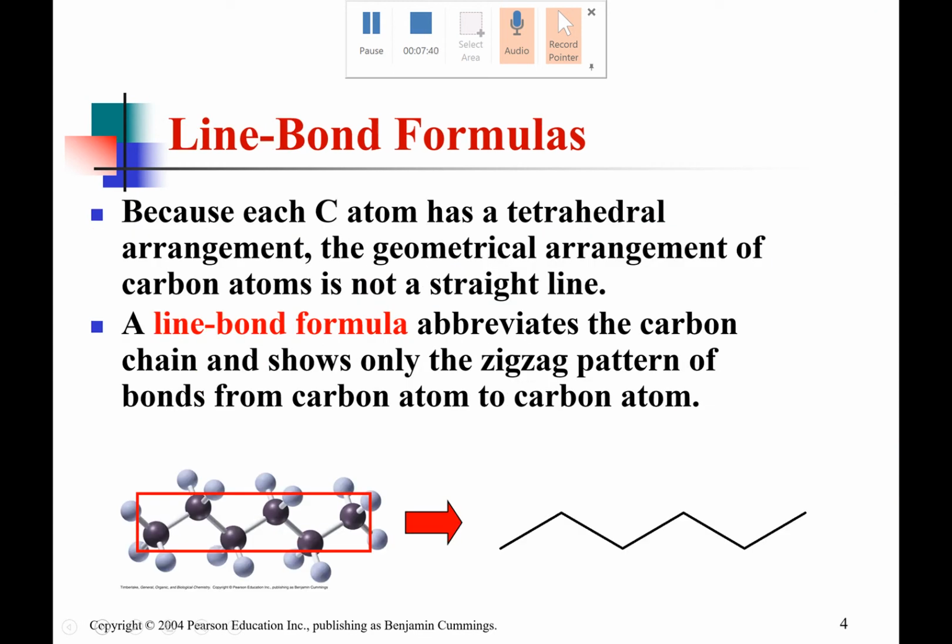Now, we can also show organic molecules in the form of line bond structures. For example, this compound on the left has 6 carbons, and we call this hexane, hex for 6.